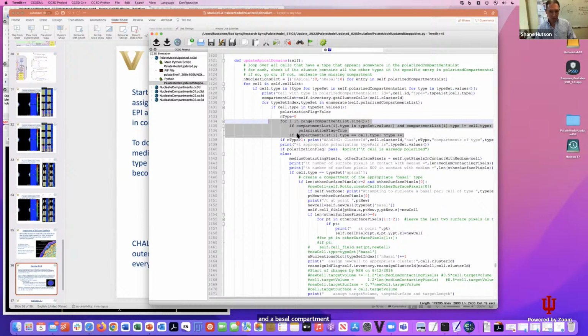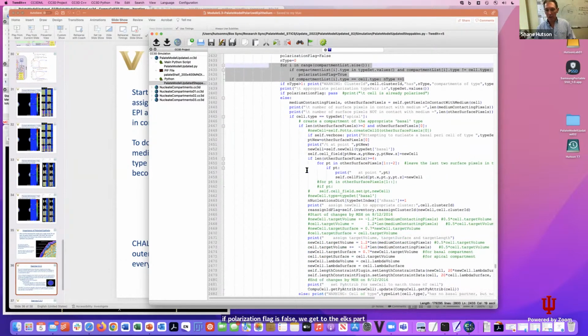If it does, great, it goes on, right? If polarization flag is true, pass, that means it just skips that. We're good to go. But if polarization flag is false, we get to the else part here, and it's going to go through and try to say, all right, I need to nucleate this new cell here.